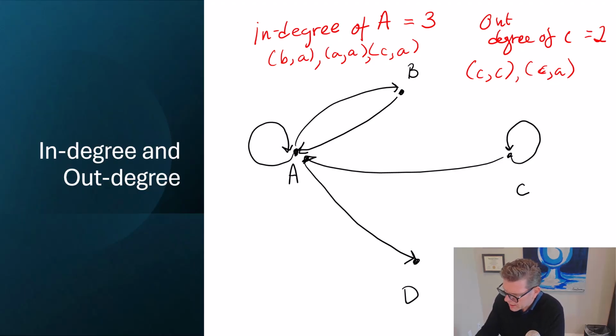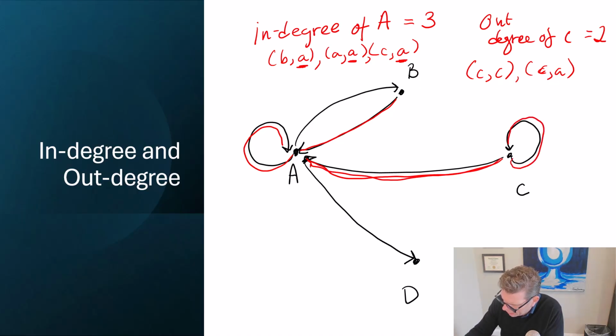Now notice, if we look here, the in degree of A, we count up the number of times that A is the tail. 1, 2, 3 times is the tail. You can see 1, 2, and 3. That's the in degree of A. On the other hand, if we look at C, the out degree of C, we have this 1, C to A, and then we have going out from C back into C, that's the 2 out degrees of C.